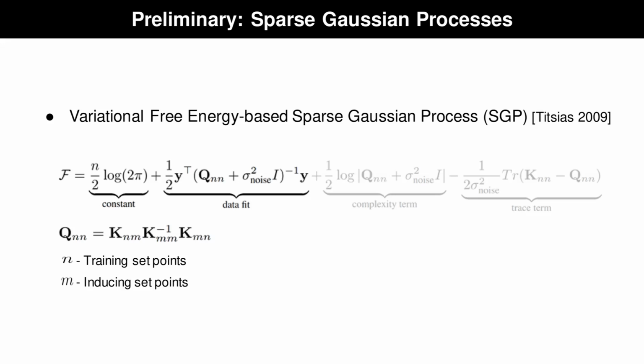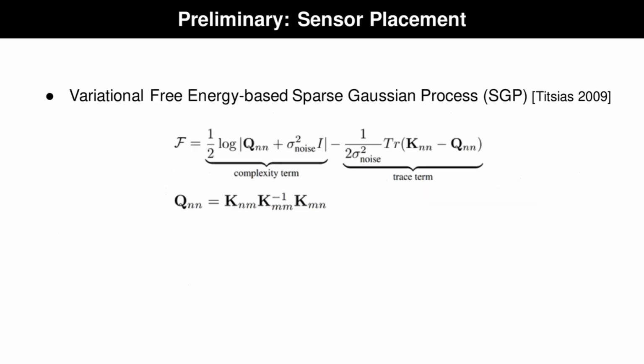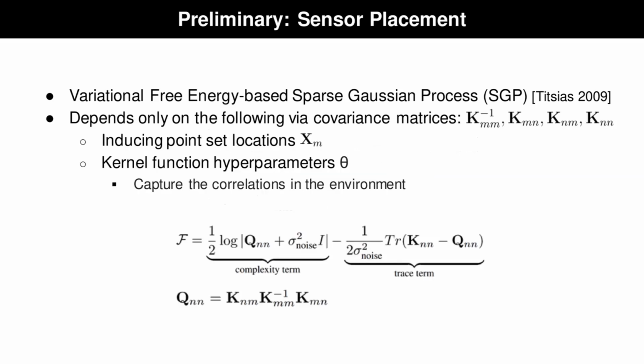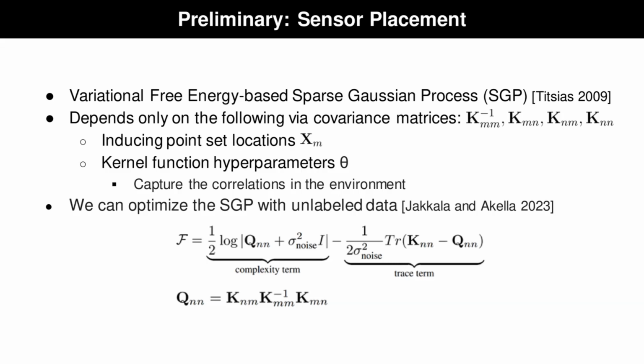Now what happens if we ignore the data fit term? What remains are the complexity term, which ensures that the inducing points are well distributed, and the trace term, which ensures that we capture the correlations in the whole training set. Note that this function depends only on inducing point locations and the kernel hyperparameters. Given the kernel hyperparameters, we can optimize this objective function in an unsupervised manner to get the solution inducing points. We leveraged this insight to formulate the sensor placement problem using SGPs.